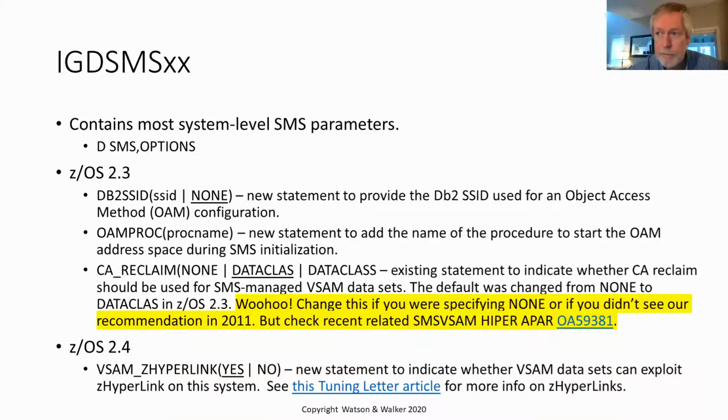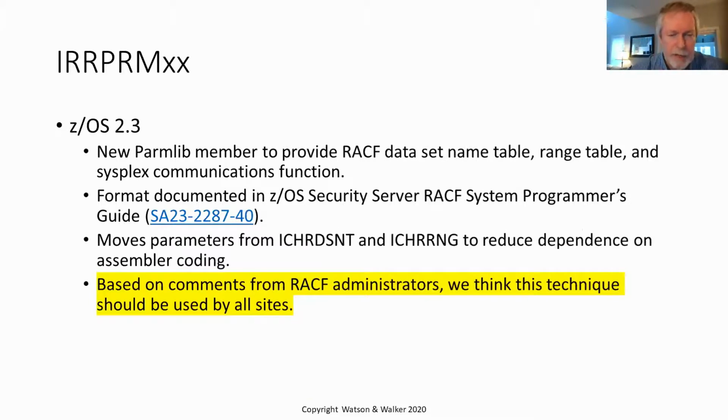SMS, wow, nearly out of time. SMS, the only one I want to point out there is the CA reclaim. The default has changed in 2.3 from none to data class. So that's fine. Just make sure that you haven't got hard-coded none in your IGGCAT member. Hyperlinks for VSAM are turned on by default. Okay, we have an article about that.